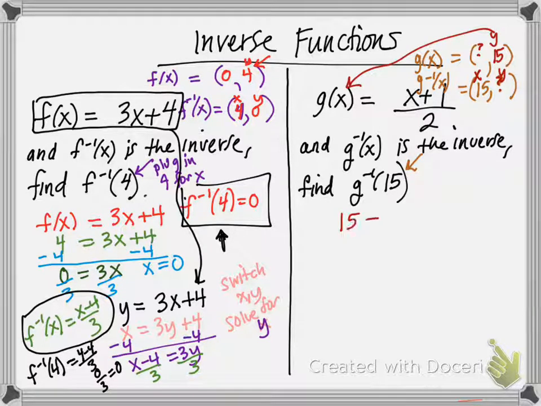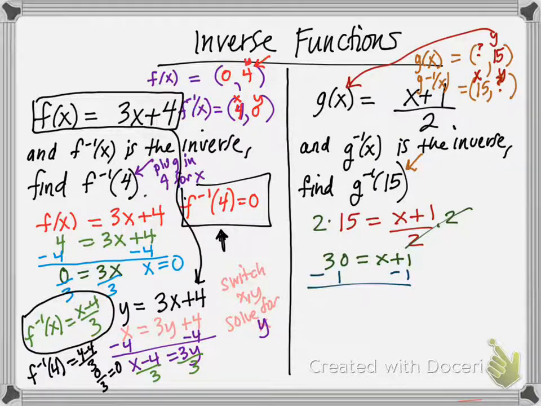So 15 equals x plus 1 all over 2. To solve this, the opposite of dividing by 2 would be multiplying both sides by 2. So 30 is equal to x plus 1. One last step, subtract 1 from both sides. So 29 is equal to x. So g inverse of 15 is equal to 29.